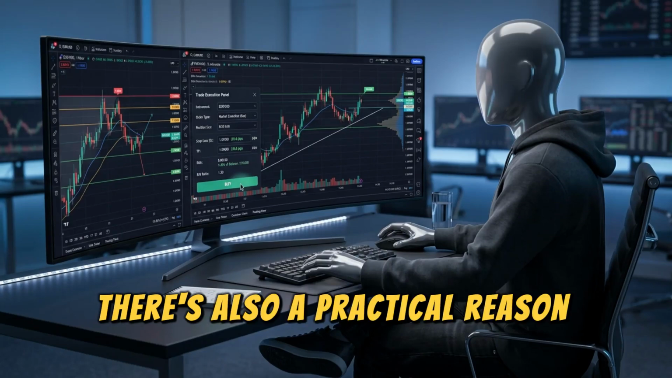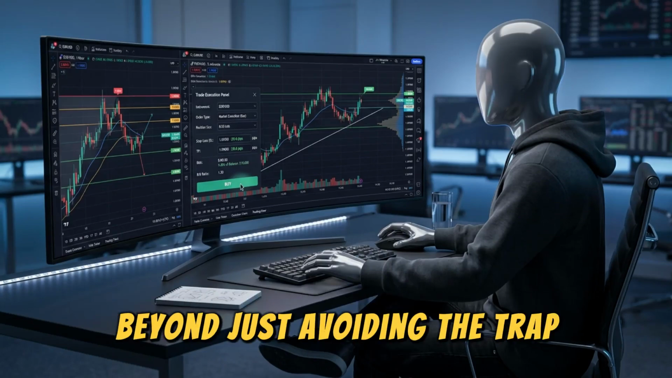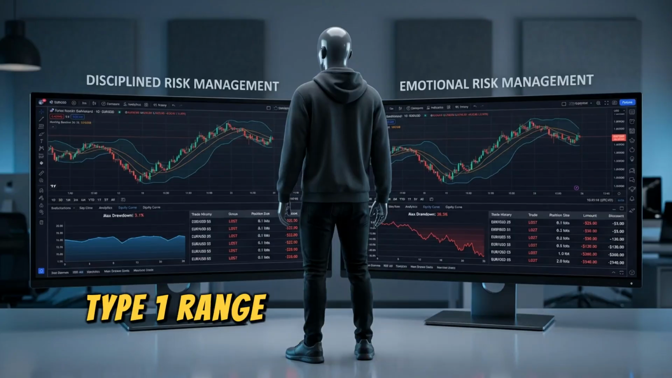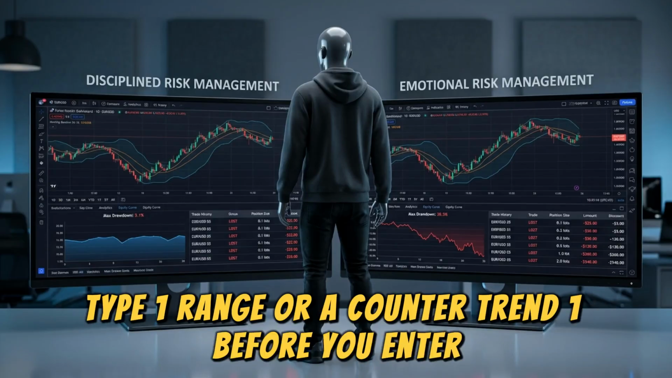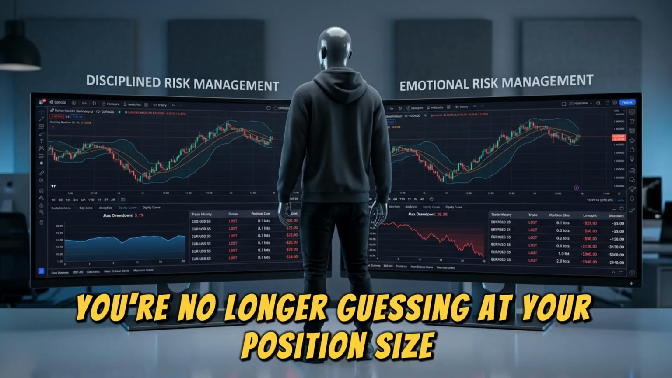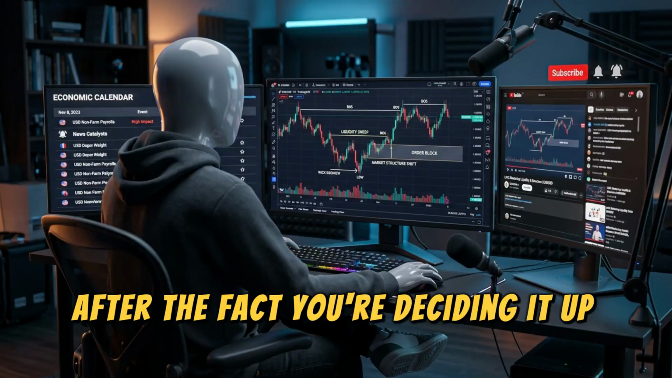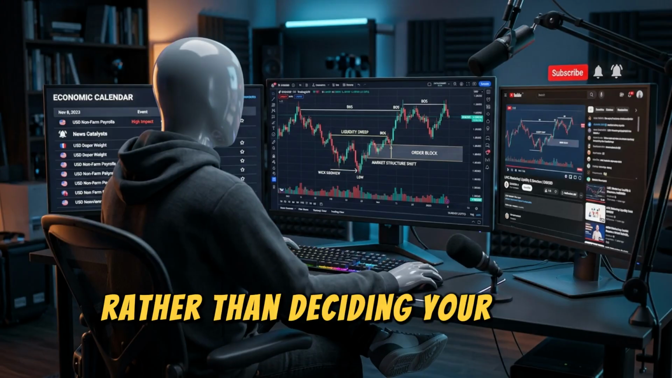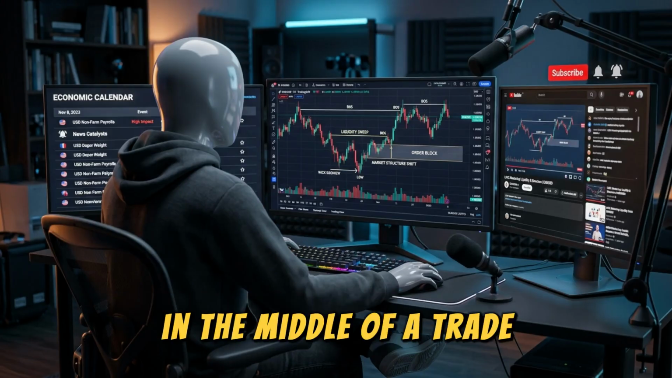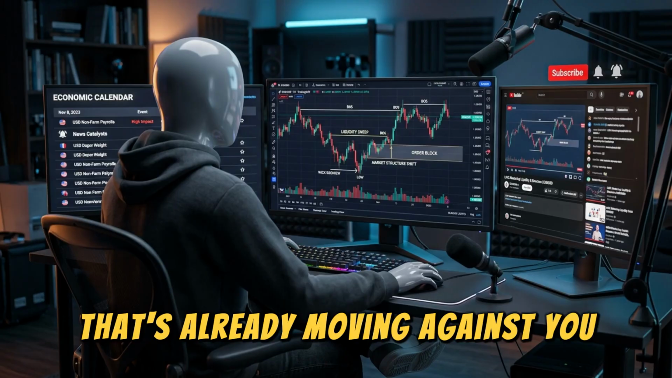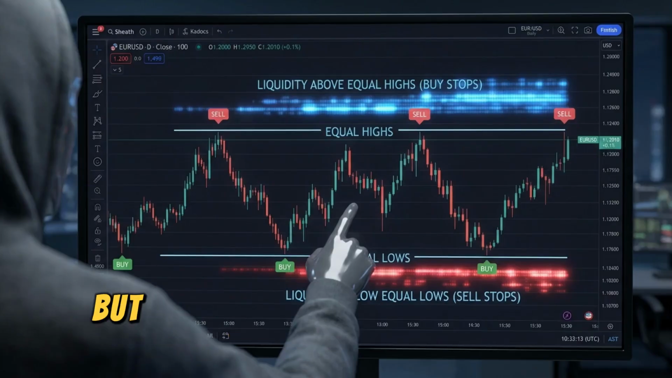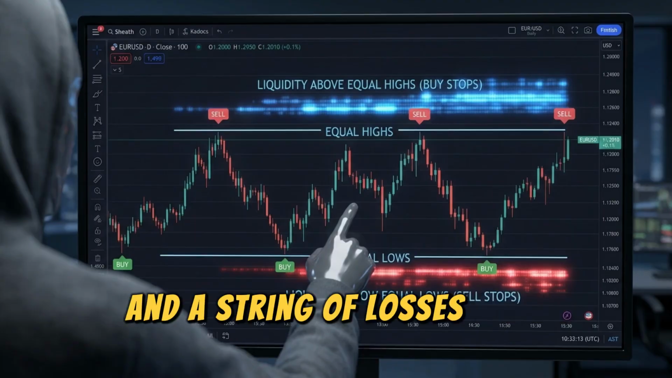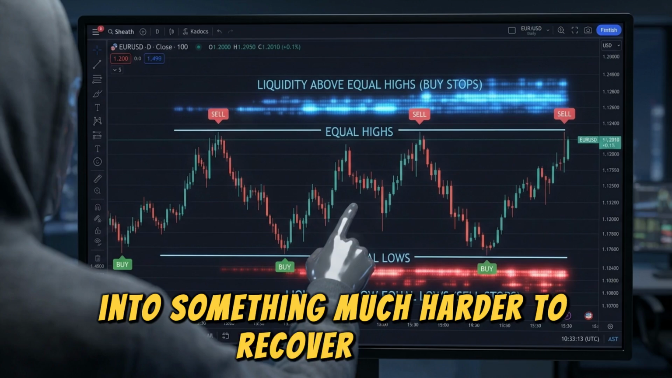There's also a practical reason this matters beyond just avoiding the trap. If you can identify whether you're inside an aligned Type 1 range or a counter-trend one before you enter, you're no longer guessing at your position size after the fact. You're deciding it up front, based on where the probability actually sits, rather than deciding your risk emotionally in the middle of a trade that's already moving against you. That's a small mechanical habit, but it's the difference between a string of losses that stays controlled and a string of losses that snowballs into something much harder to recover from.